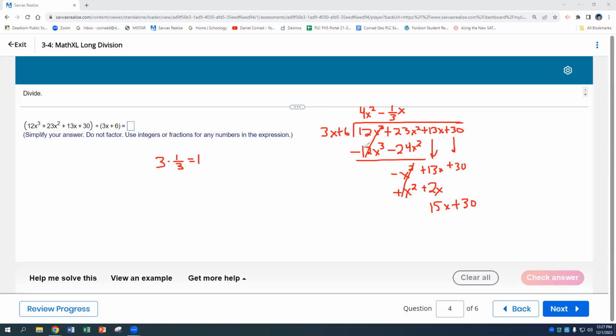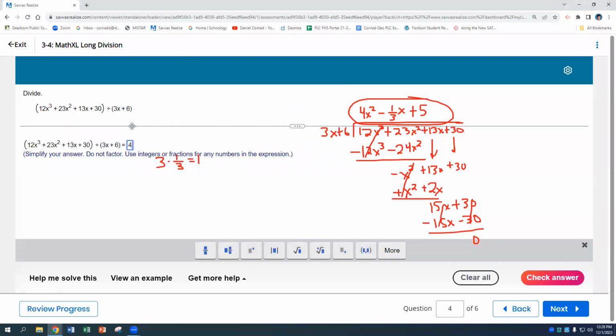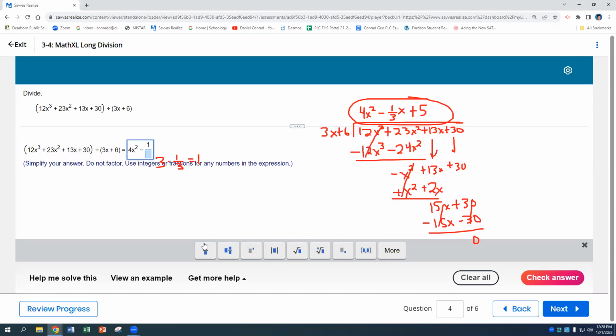How many times is 3x going to 15x? 5 times. So I'm going to do plus 5. That's going to give me 15x. And then 5 times 6 is 30. We switch the signs because we're subtracting. And we have a remainder of 0. So there's going to be our answer. 4x squared minus 1/3 x plus 5.